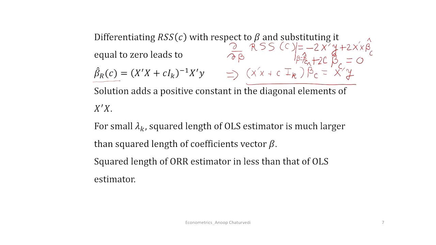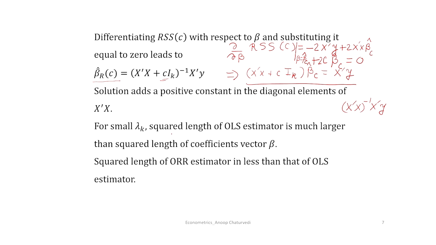How is it different from the OLS estimator? The expression for the OLS estimator is (X transpose X) inverse X transpose y. So, the ridge estimator adds a positive constant c to the diagonal elements of X transpose X. We have added this constant.